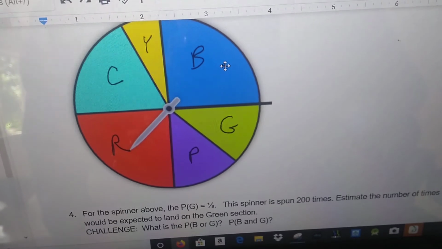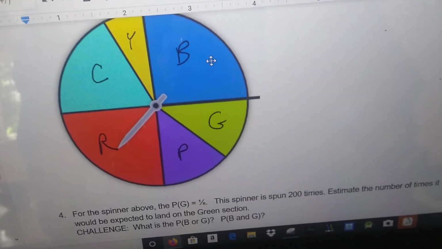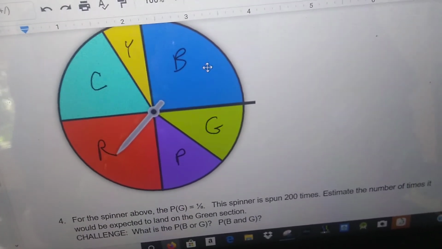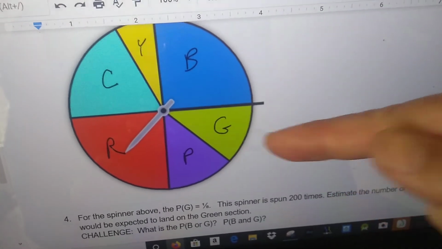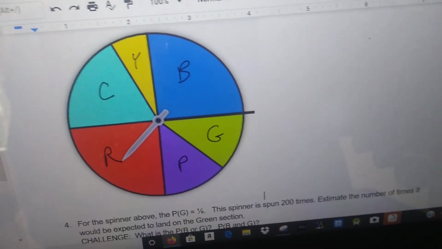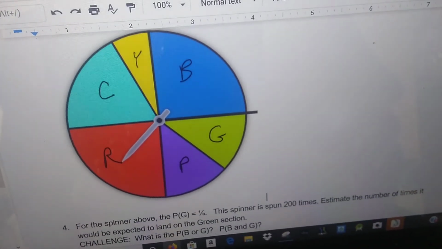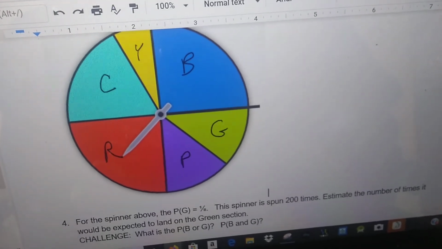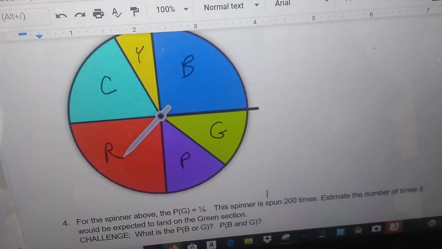Same question, same spinners. For the spinner above, the probability of green is 1 out of 8. So I'm telling you that is 1/8 of the pie. And the spinner spun 200 times. Estimate the number of times it would be expected to land on the green section.